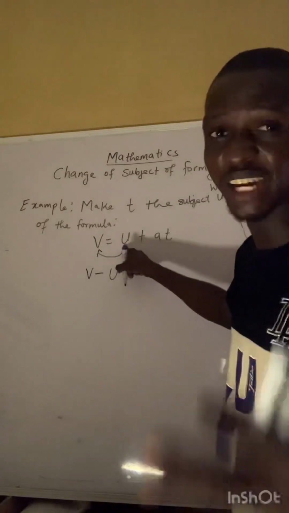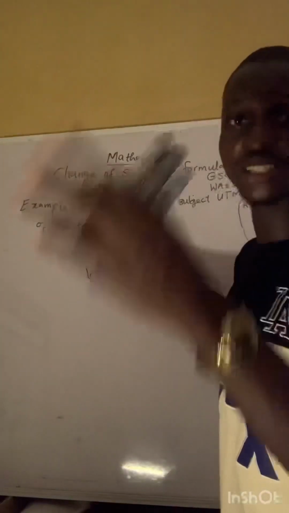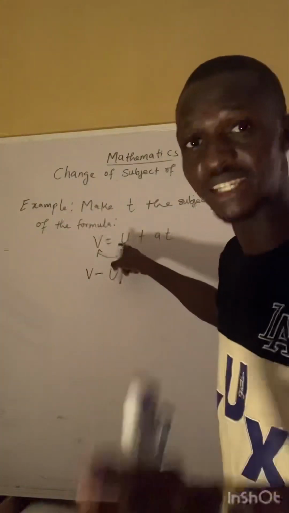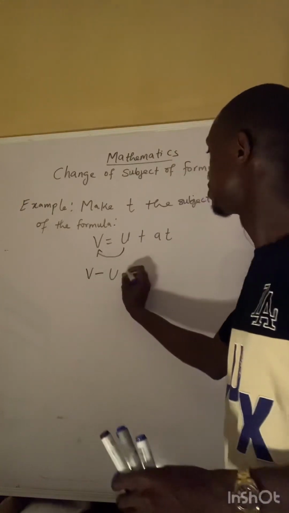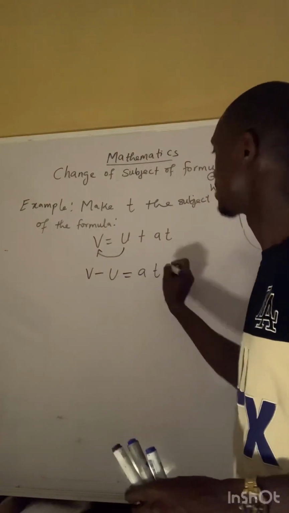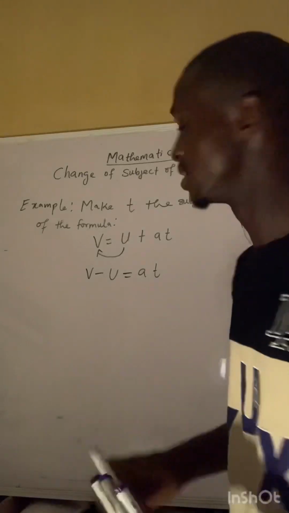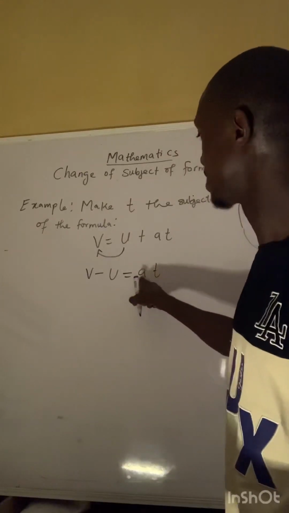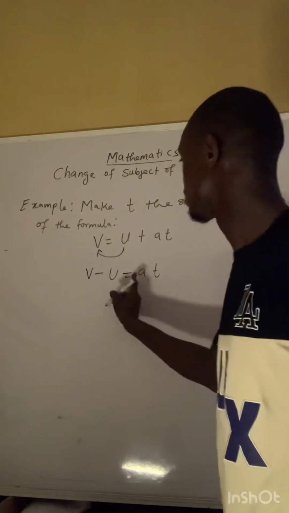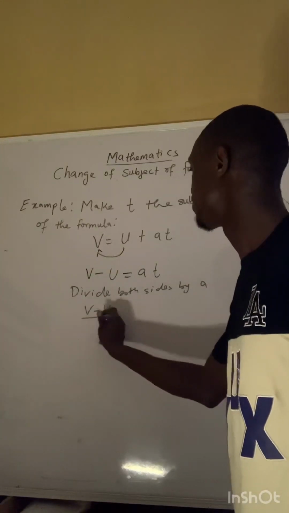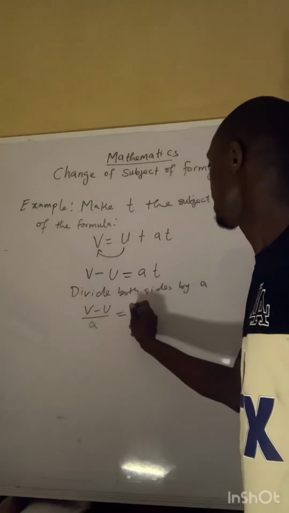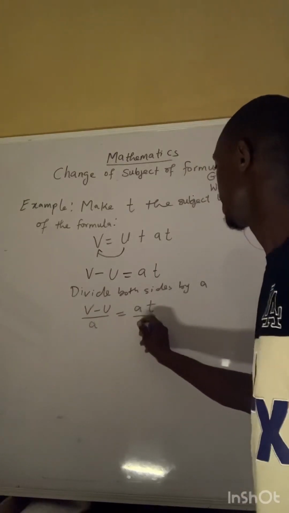Don't forget, it's just like algebra. When you're taking a letter or a number to the other side, you need to reverse the sign. This is positive u. When it comes to this side, it becomes negative. So this is equals to at. At this point, we are almost there. We need to divide both sides by a to get t. So here we have v minus u over a equals at divided by a.